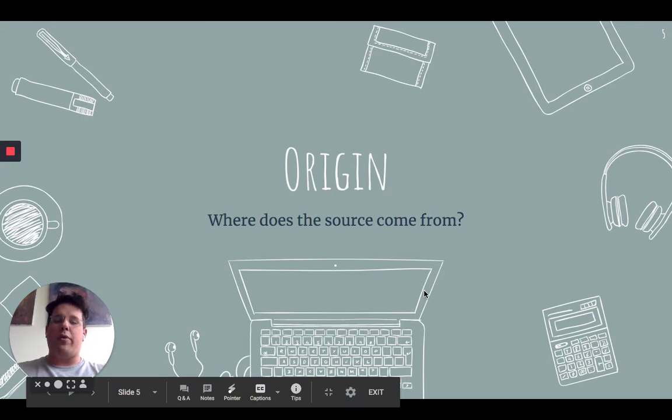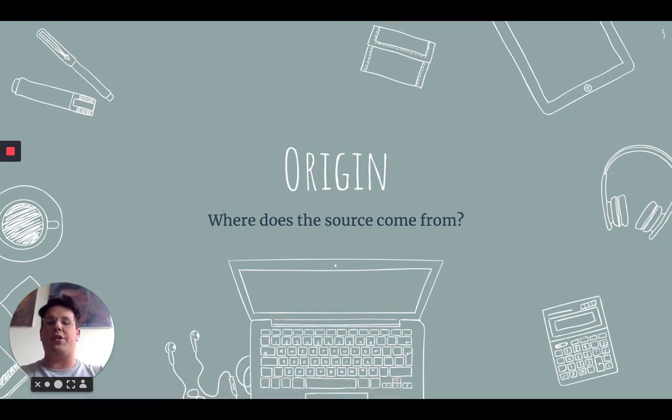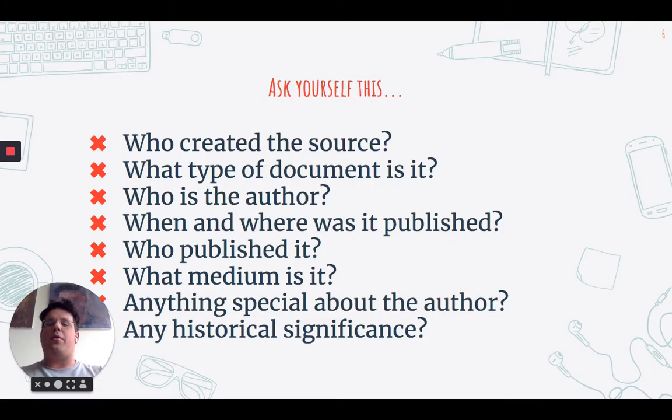So, beginning with the OPCVL format, we're going to be talking about origin. Origin is where does the source come from? So, when you're analyzing a source, you need to ask yourself who created the source, who's the author of the source, what type of document is it, who is the author, when and where was it published, who published it, what medium is it if you're talking about an art piece, anything special about the author that is pointed out in the source, and any historical significance.